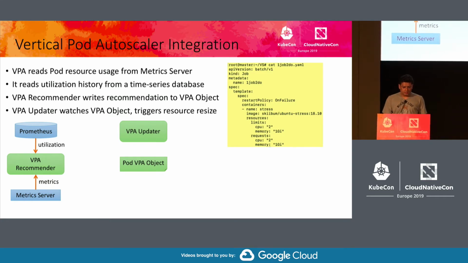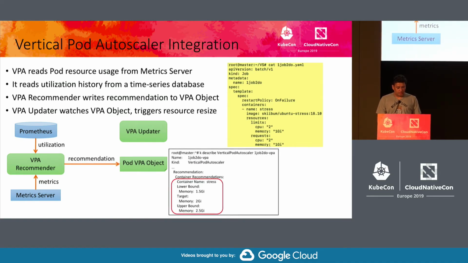Maybe VPA says, okay, you might benefit with more memory, so I'm going to write 2 gig of memory with 1.5 lower bound, 2.5 upper bound. This is a very abbreviated example of what a recommendation looks like. And once VPA recommender has written the recommendation to the VPA object for that pod, VPA updater goes to work.